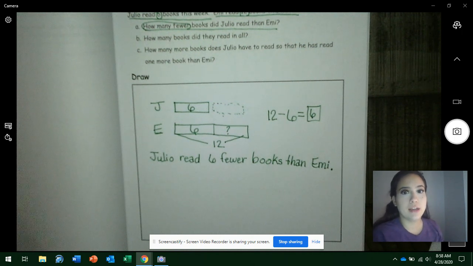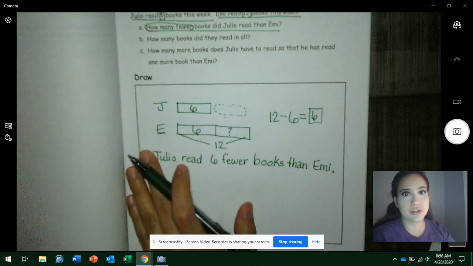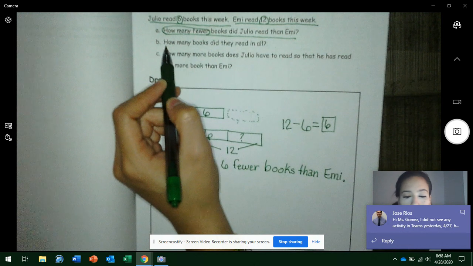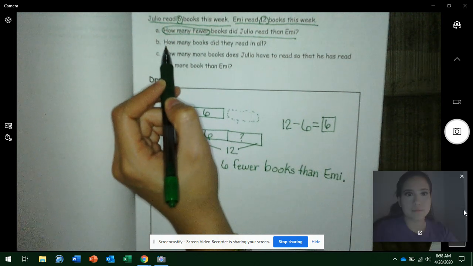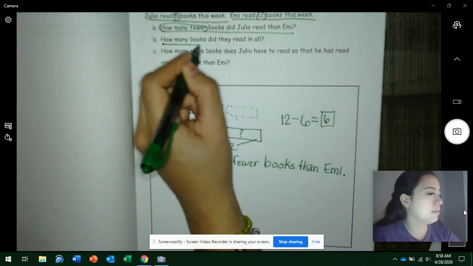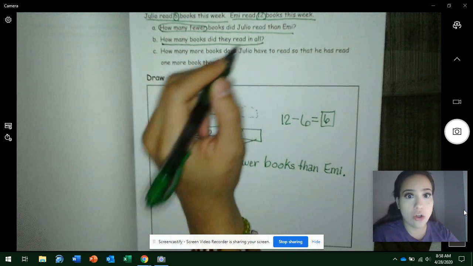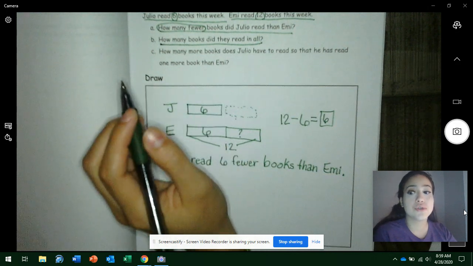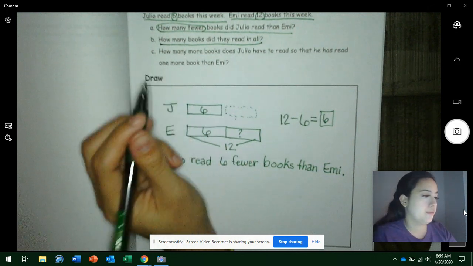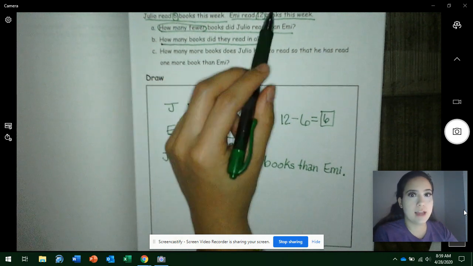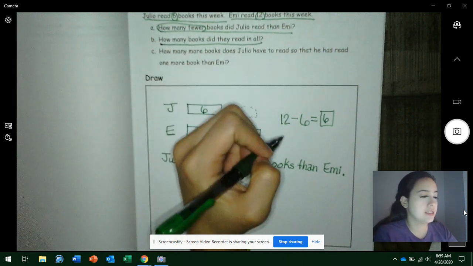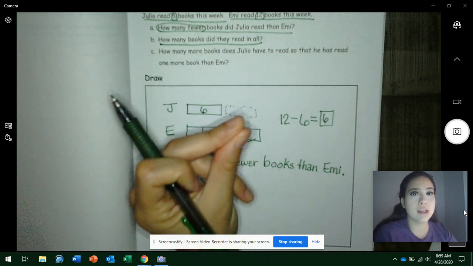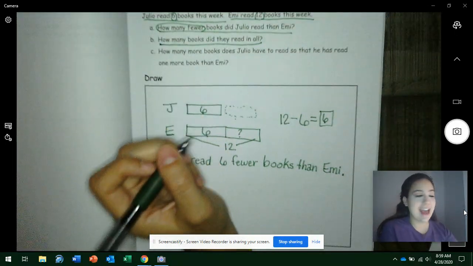Okay, now we're going to go ahead and answer the second question. Let's go back to the problem and we're going to read and underline B. Pencil on B. Okay. It says, how many books did they read in all? So question B wants to know, how many books did they read together? So we know that Julio read 6 and Emmy read 12. So instead of subtracting, we are going to, get ready, yes, add.